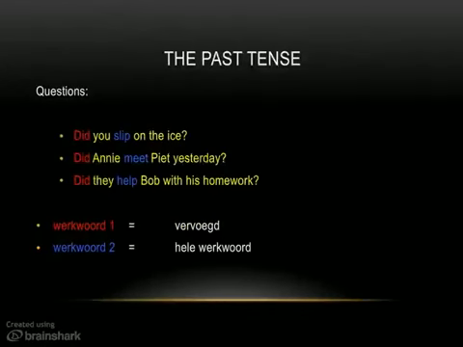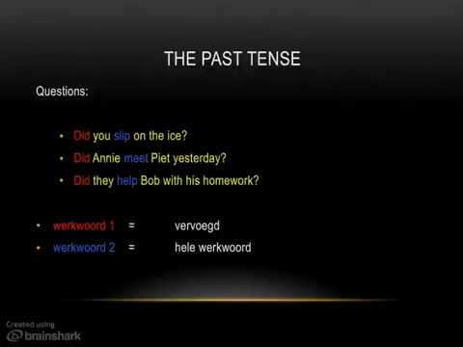Okay, so now we're going to have a look at questions in the past tense. You'll see that from now on there are lots of colours in the PowerPoint presentation. It may seem very busy, but I'm hoping it will help some people to understand how to make questions, and how to use negatives.